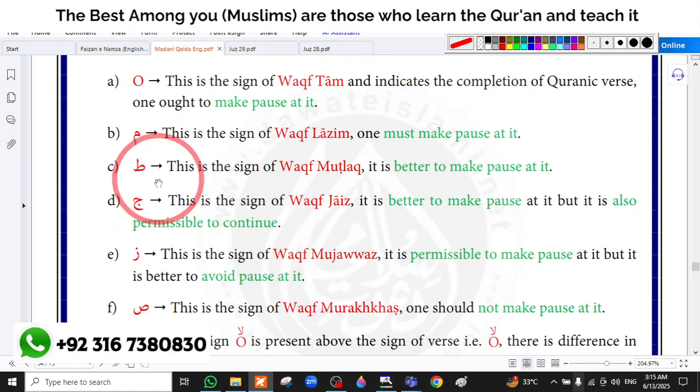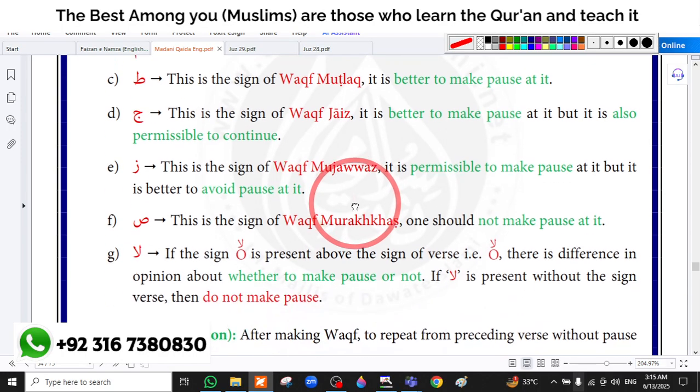All right. So the letter ta is the sign of waqf mutlaq. So it's better to pause at it. For the jim, it's better to pause at it, but it's also permissible to continue. Similarly, za is the opposite of jim, so it's called waqf mujawwaz. Okay, so it's permissible to pause, but it's better to avoid pauses so you can continue.